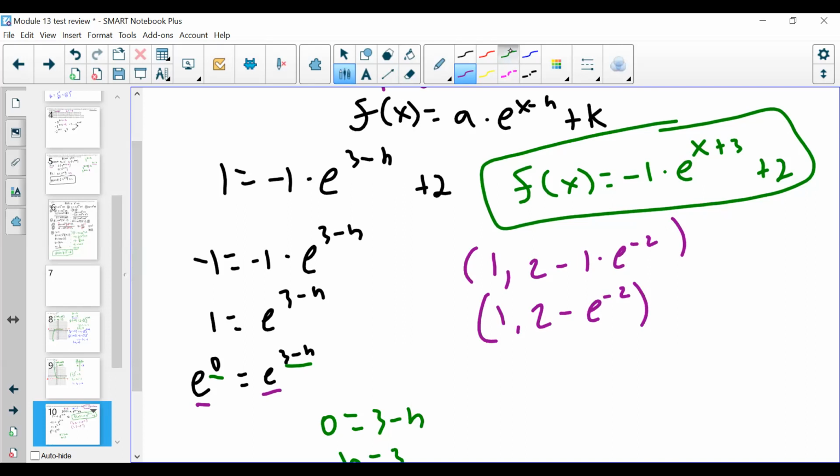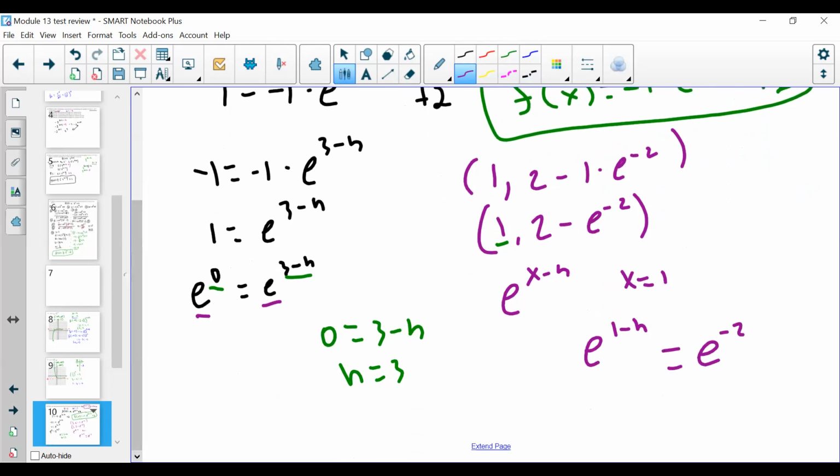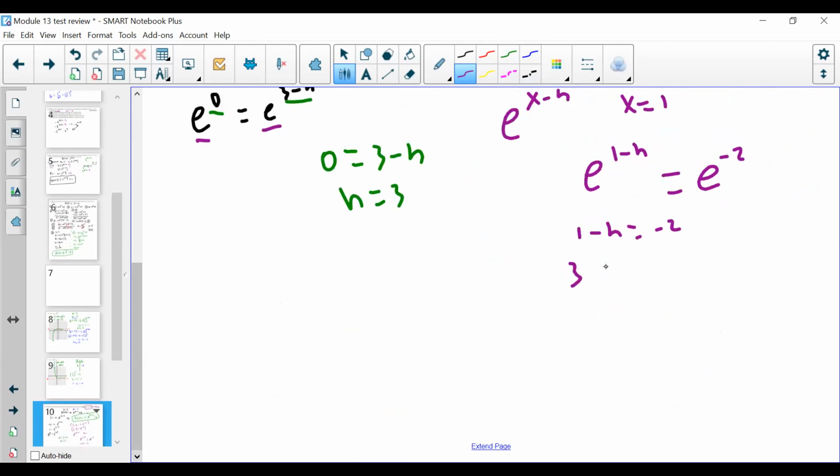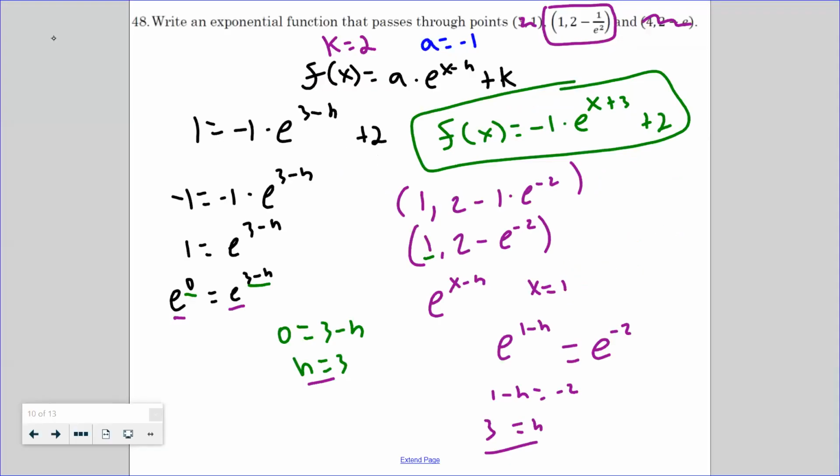What this is saying is that when x is 1, I have an exponent of -2. But remember, my base is always e to the x minus h. What this is saying is that when x is 1, I have e to the 1 minus h, that should equal e to -2. So from here, I can say 1 minus h equals -2. I can add the 2 over to get 3, add the h over to get h, and you get the same exact answer. There's another way to solve it, and that's my point. You only ever need 1 point to solve for a, h, and k when it comes to bases of e.